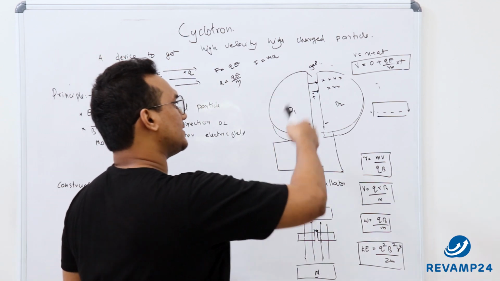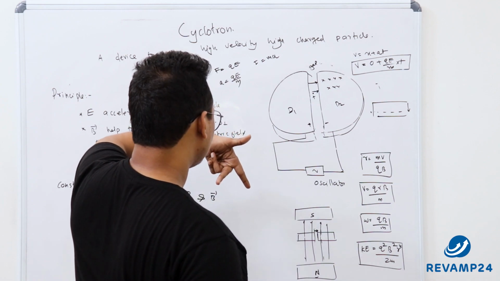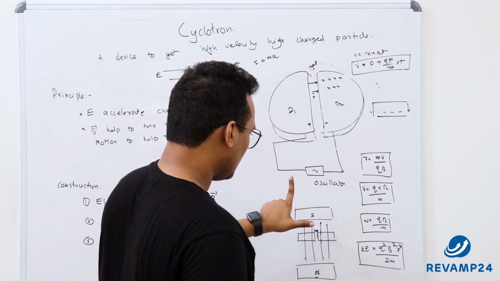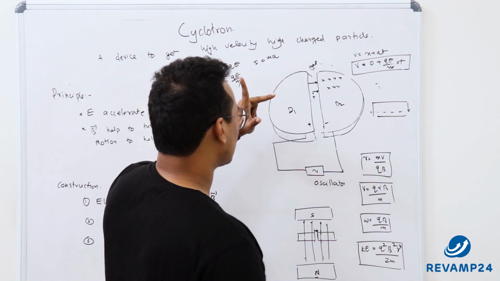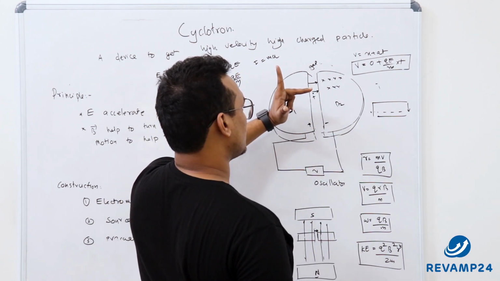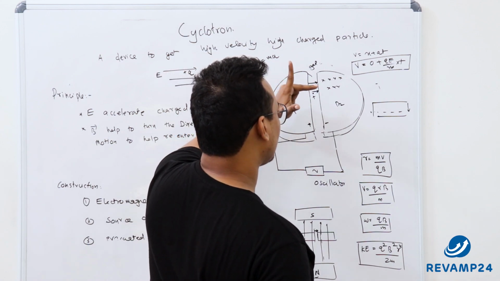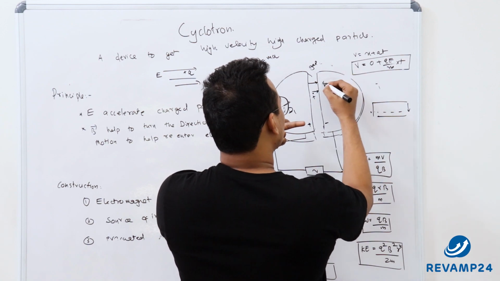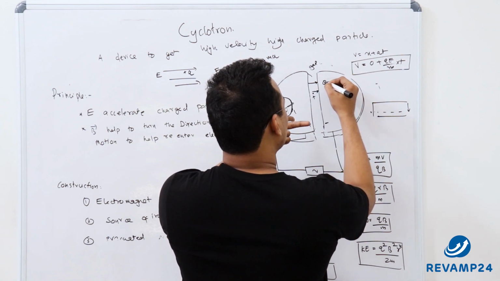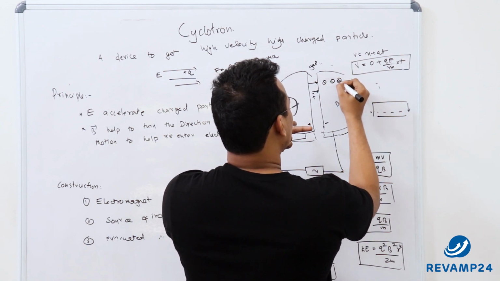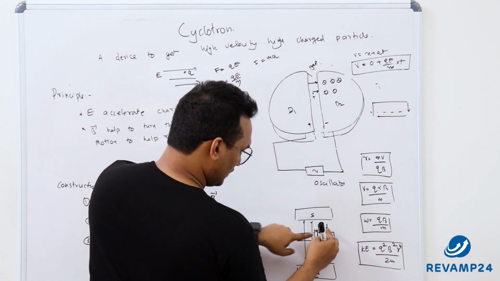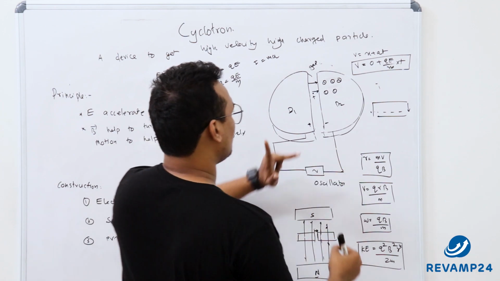Okay, now if that is the direction of the magnetic field, let's say here it is coming out, right? What is the direction of charge here? This one is the direction of charge. Now with the direction of the charge and magnetic field, I will make this as coming out. So with respect to this plane, it is coming out.